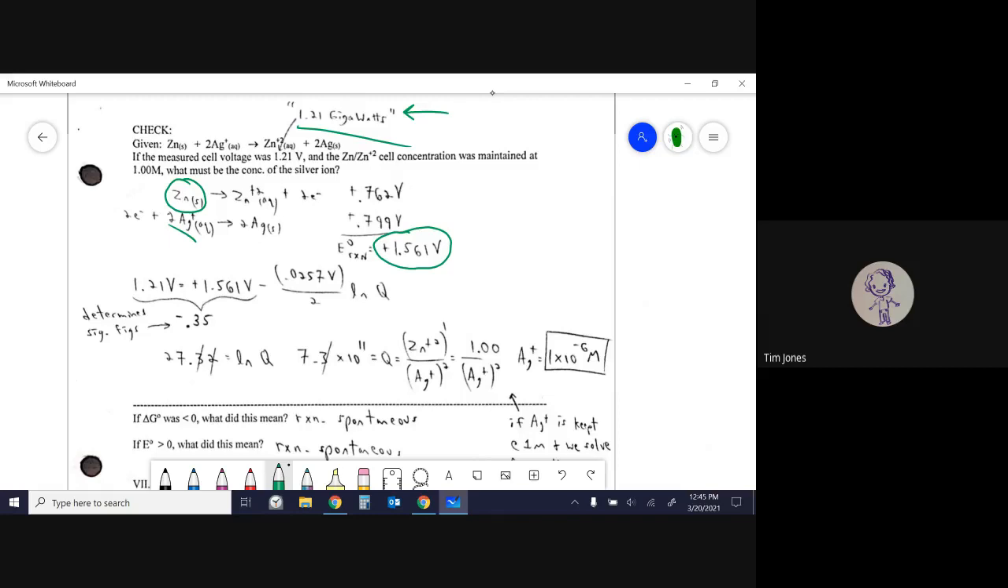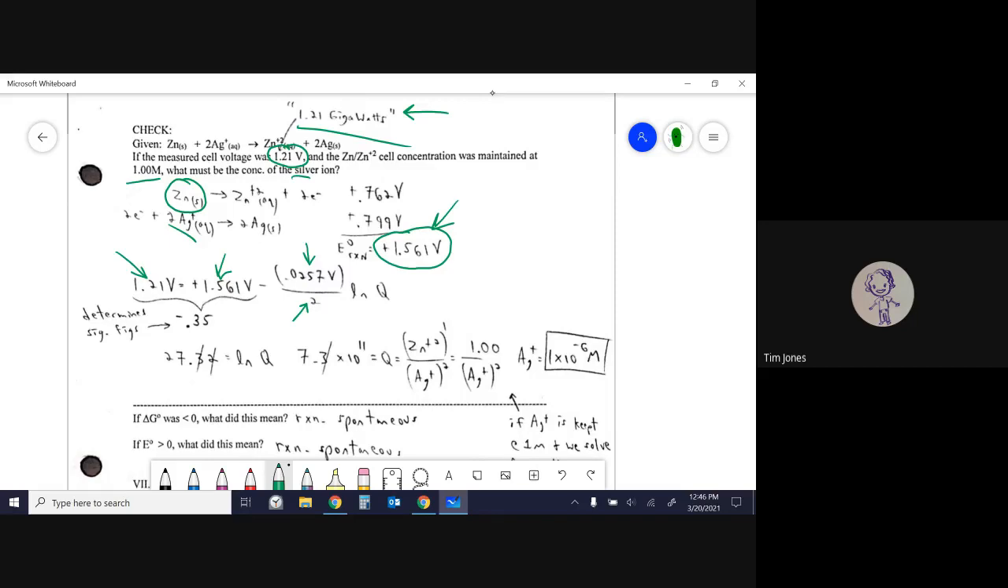In this case, they're telling us that it was measured to be 1.21 volts and that they're keeping the zinc ion 1 molarity. We want to know what's the silver ion. So notice what they said the voltage was is different than standard. So I plugged in what they said it was here, plugged in E naught here. I'm using the shortcut. Fortunately, this one worked out pretty easy, only 2 electrons. So that's my N of 2.